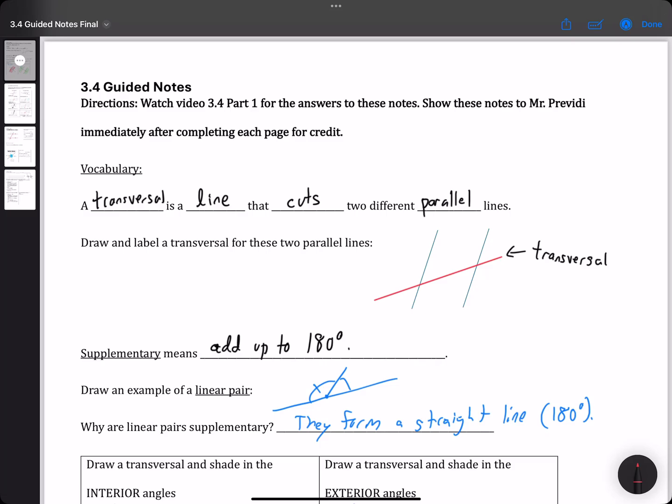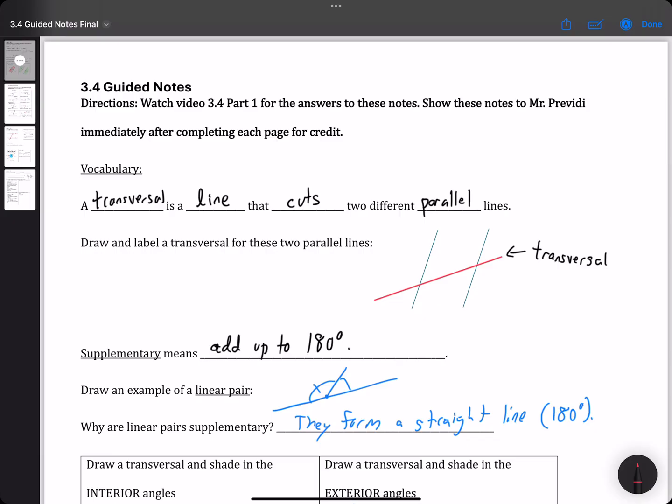Hello, welcome everyone. We're going to go through 3.4's guided notes. You can see I've got the answers for you right here. I'm going to go over the basics of what's on here, why the answers are what they are, and some intuition behind it. So the first part is some basic vocabulary. The first page is vocab.